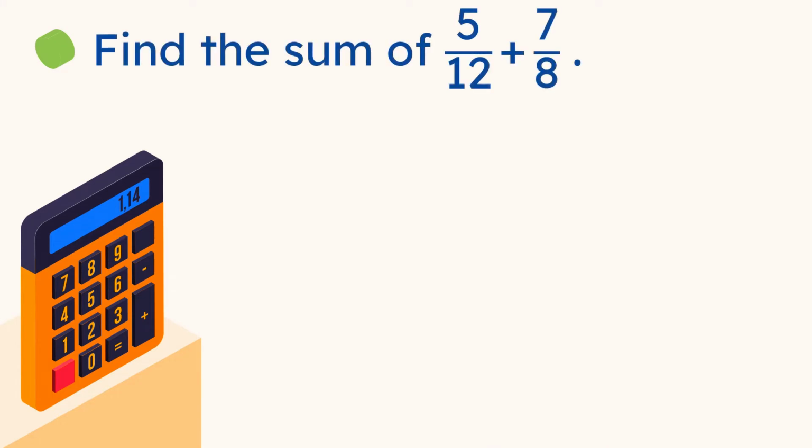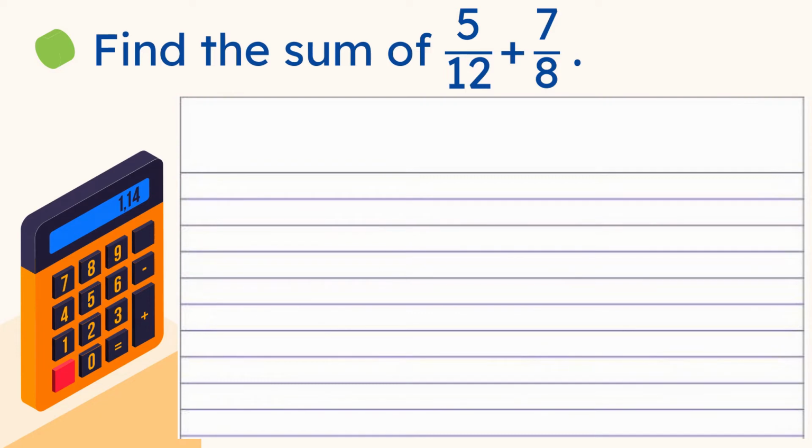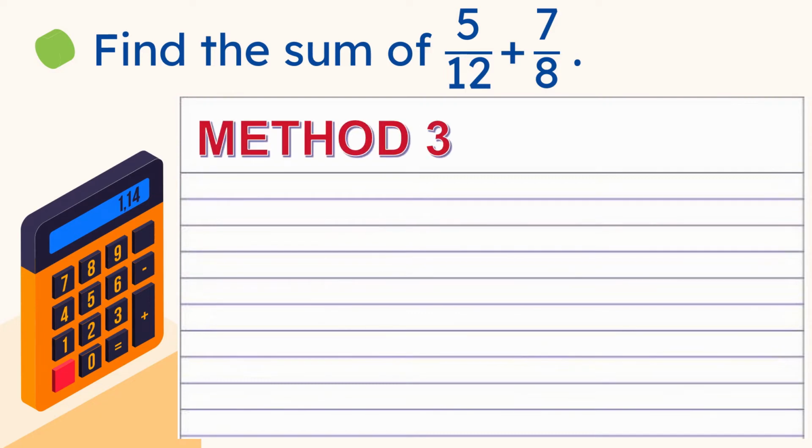Let's have the third example. Find the sum of 5 out of 12 plus 7 out of 8 by method number 3. So I already presented to you method 1, method 2, and method 3. Now, it's up to you which one you are very comfortable with or which one is very convenient for you to use in order to find the answer to the problem that I'll be giving you.